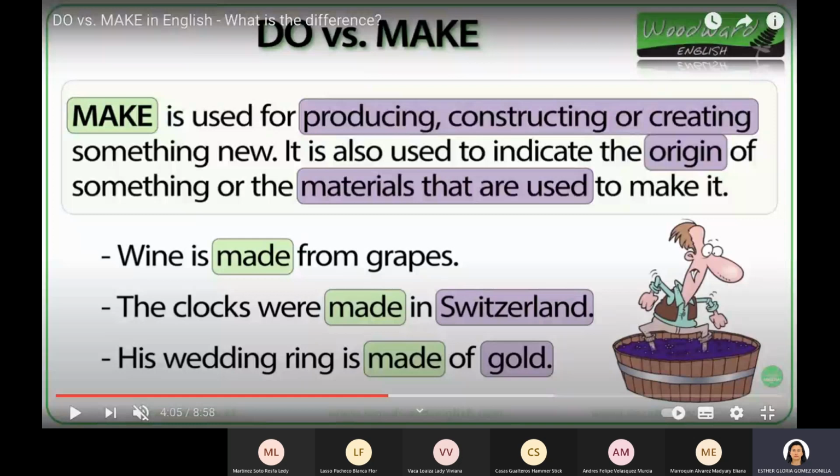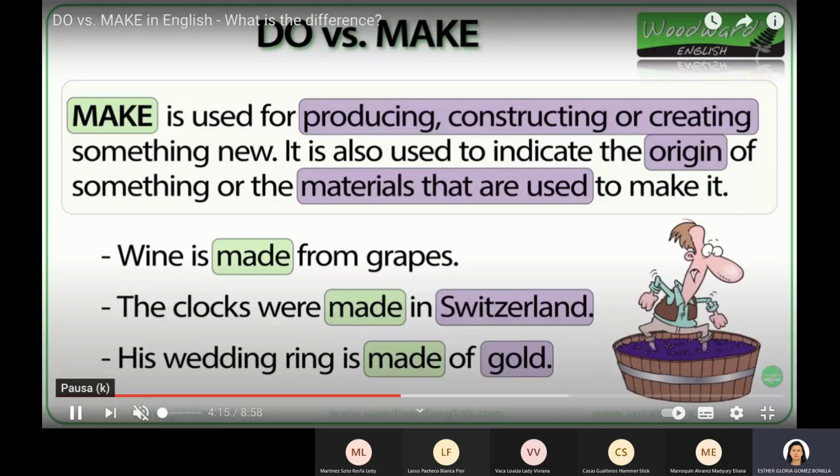The pencil is made of wood, or you say the jacket is made of cotton, the jacket is made of leather. So that refers to materials. And also made refers to the origin, made in Colombia, made in USA, or also when you are producing something, the products that you use in order to make something, like for example, make a table, make a pencil.